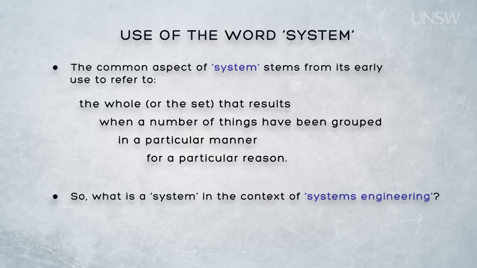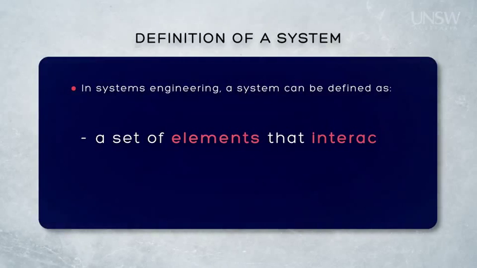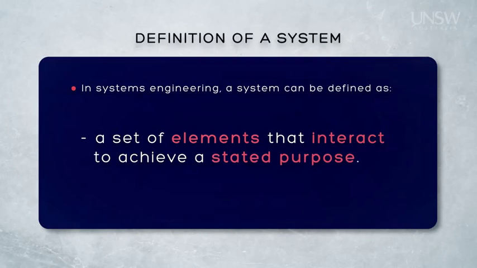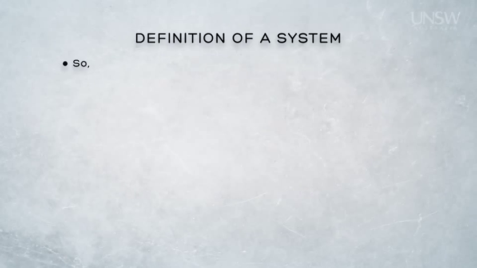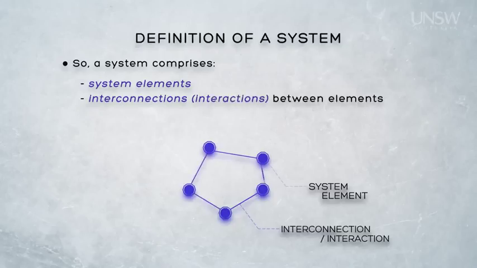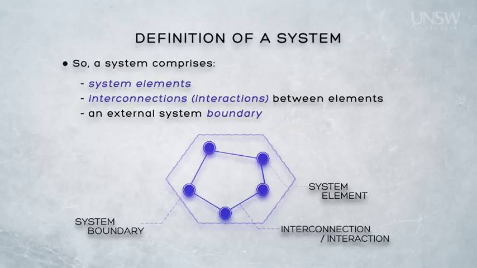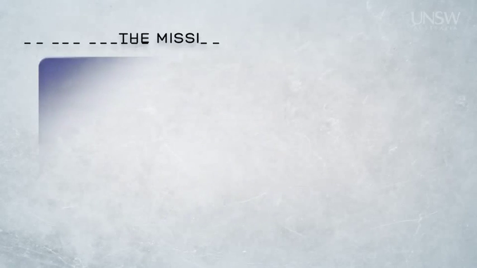So before we continue, we should briefly consider what we mean by a system in the particular context of systems engineering. In systems engineering, a system can be defined as a set of elements that interact to achieve a stated purpose. This definition implies that a system comprises system elements with interconnections or interactions between those elements, and by the very act of identifying the system that we're interested in, an external system boundary is also implied. When we draw the boundary around selected system elements, we define the system of interest.